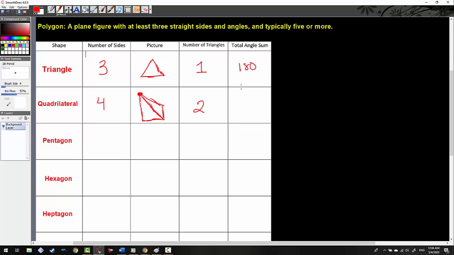Now from here, the angle sum, well, there are 2 triangles here, so I could assume that it would be 2 times the 180 degrees per triangle, giving me 360 degrees.